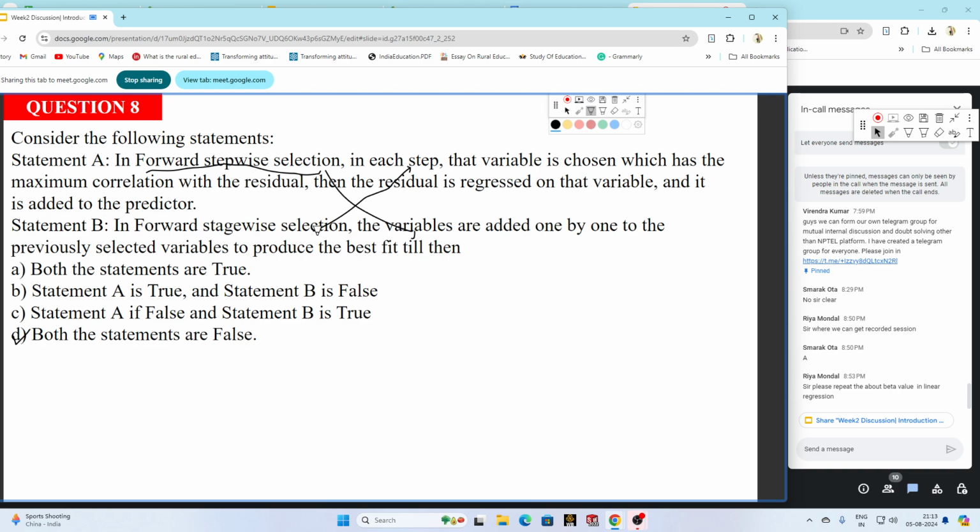Okay, and forward stagewise selection, again we start with the intercept, but then we add an input that is closely correlated with the residual of the regressed value.